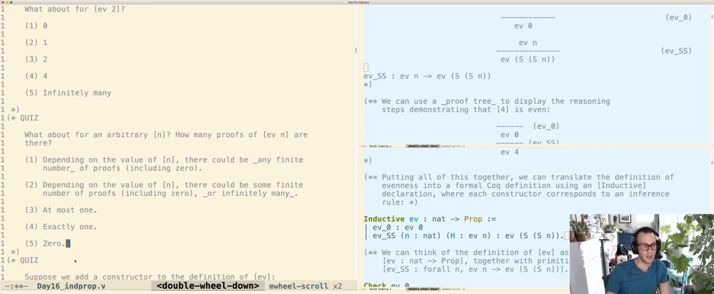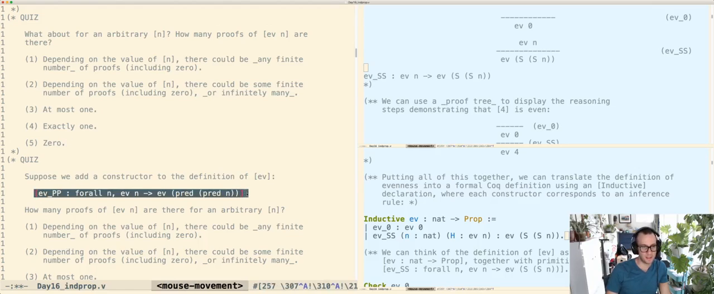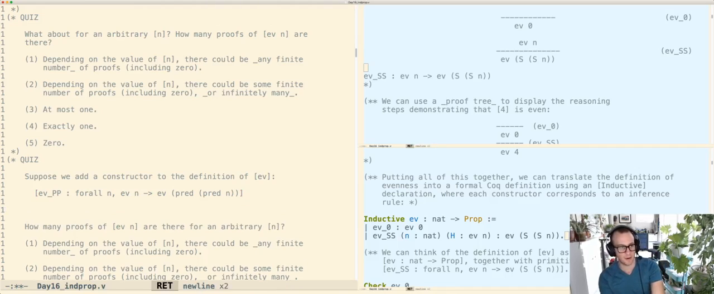Okay. Next, we have some hypotheticals. They all concern this potential extra rule we could add. Let me put it in inference rule notation in case that makes more sense to you.